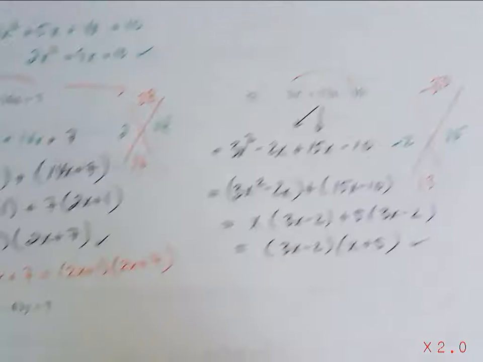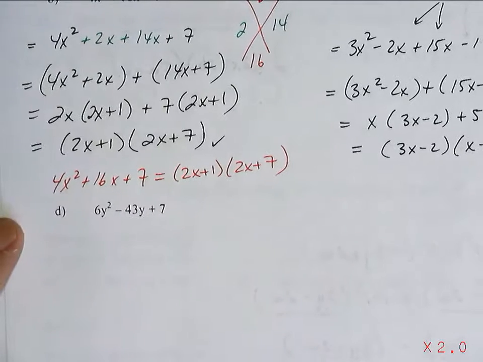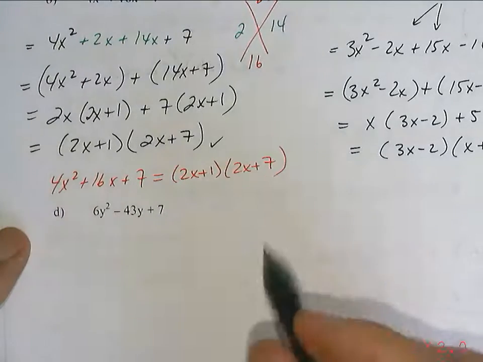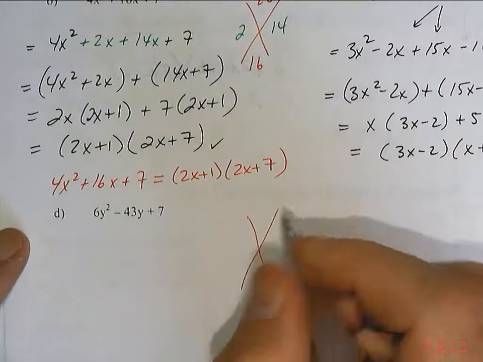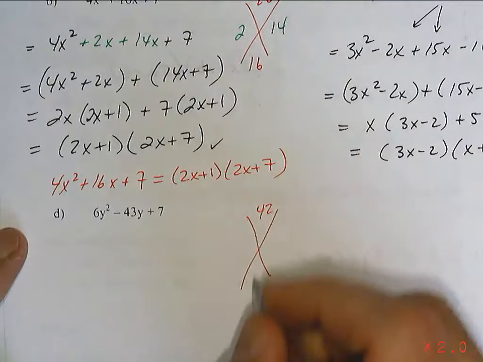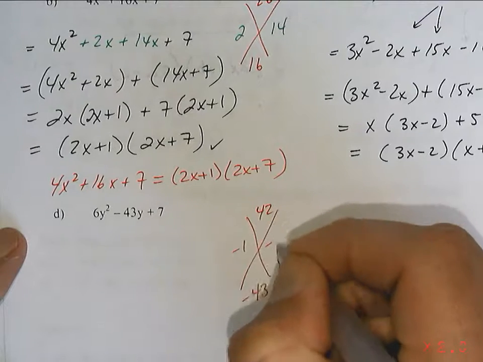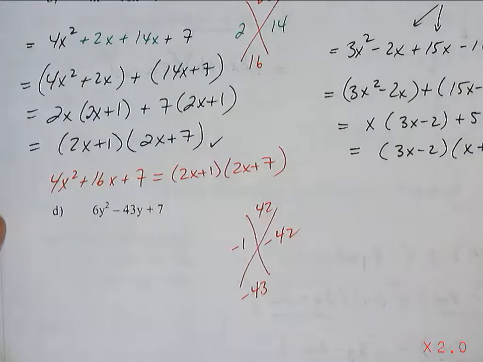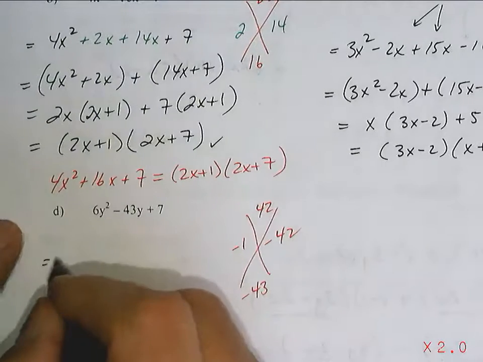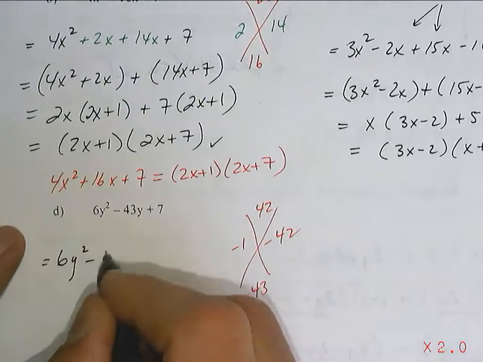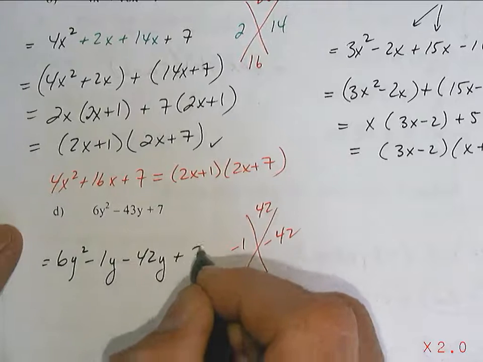And one last one before you get some practice time. Take a look at this. Try to common factor it. I can't. We're going to get some big numbers, so I'm looking for two numbers that are going to multiply to be 6 times 7, which I think is 42, and they need to add to give negative 43, so I'm thinking negative 1 and negative 42 might work. They add to give negative 43, they multiply to give 42. 6y squared minus 1y minus 42y plus 7.